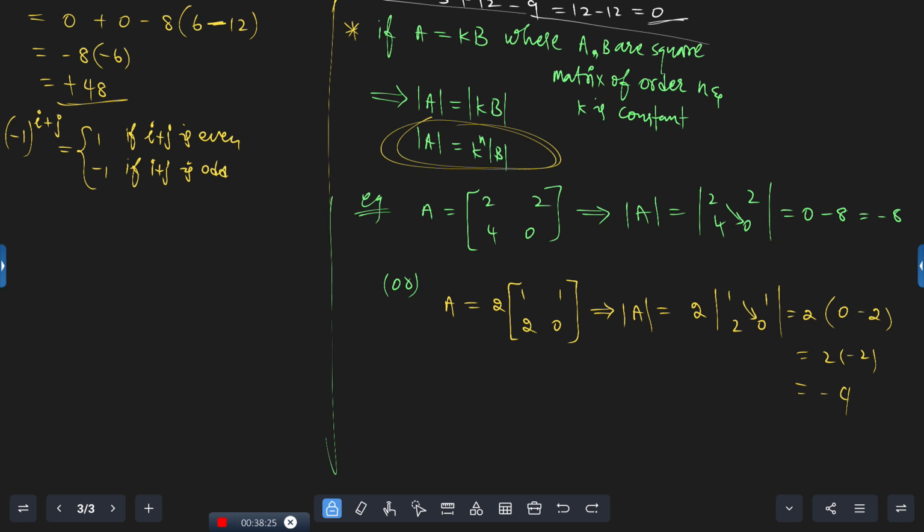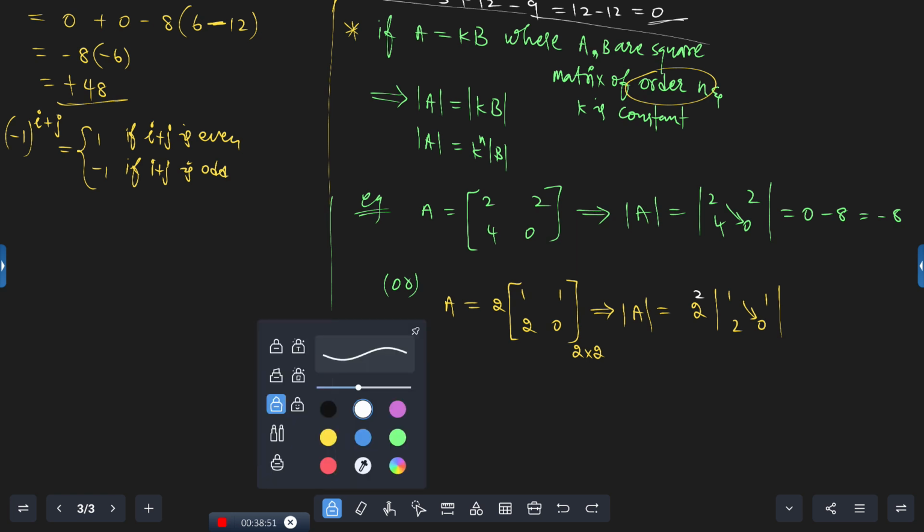Whenever any scalar is there, what do I want to give in the power? The order. What is the order of the matrix here? 2 by 2. So our order is 2. The order you have to give in the power. Where we have a scalar, there you have to give the power. Then only you will get the correct answer.